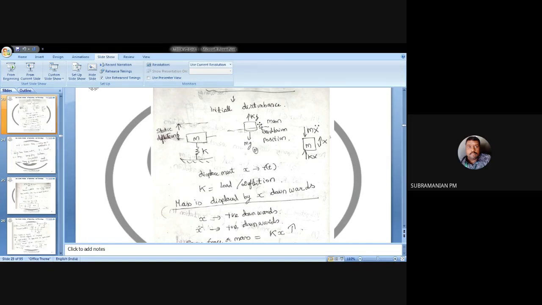Okay. So you have to remember this. That is Mg is equal to K del for a system which doesn't have any damper. Okay. So what we can write is M by K is equal to G by del. So in the formula, instead of M by K, I can write what? G by del.